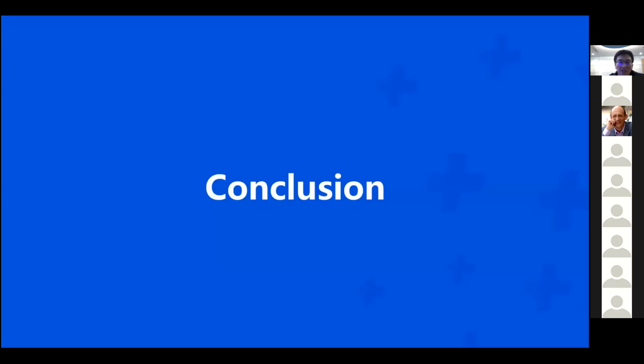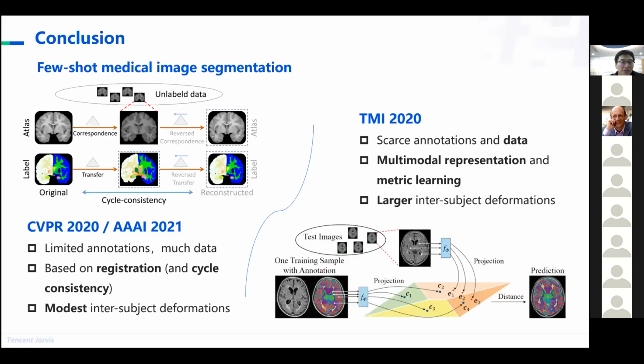Now I think it's time to conclude this talk. So a little bit of review of what we have talked about. First, our works on few-shot medical image segmentation. On the left-hand side are the works in CVPR and triple AI. They are suitable for limited annotations, but with much data to train. And they are based on registration and cycle consistency. So they can handle modest inter-subject deformations, such as brain registration.